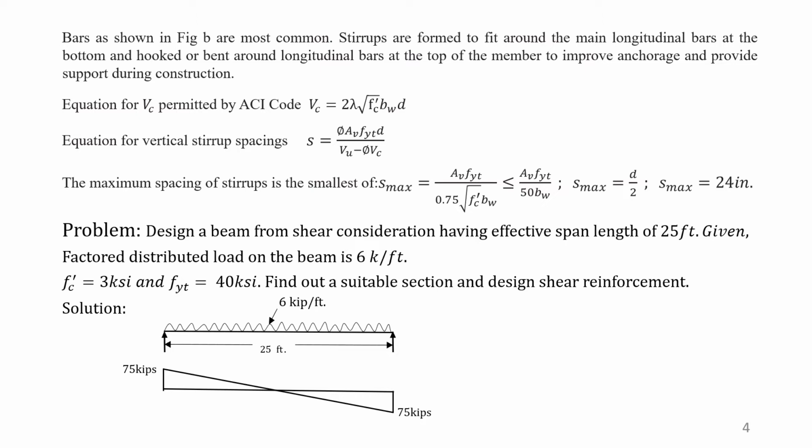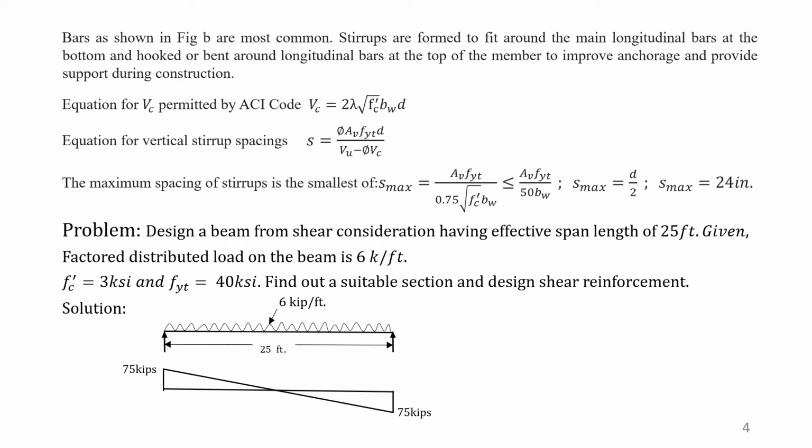Here lambda is the aggregate factor. It depends on whether it is a stone aggregate or a brick aggregate. On that basis, this lambda factor will be given. For stone aggregate, the lambda factor is 1, and for brick aggregate, the lambda factor is 0.85. And f prime c is under the root. Therefore, always you have to put f prime c in psi. You cannot put it in ksi.